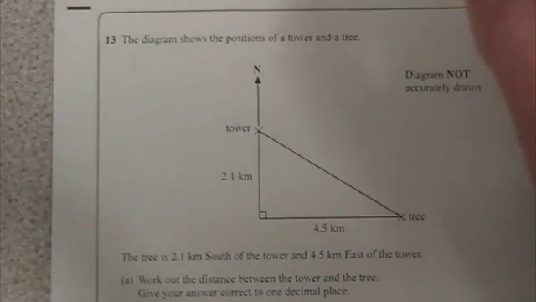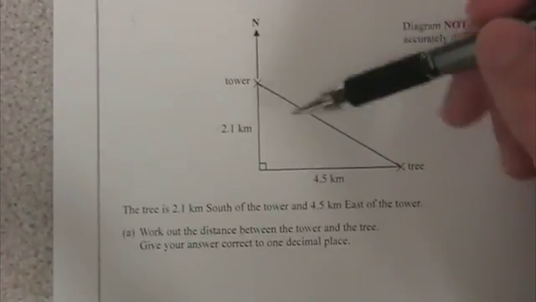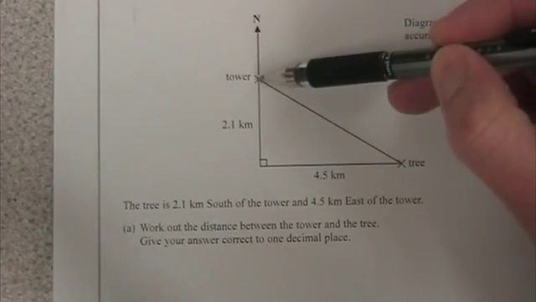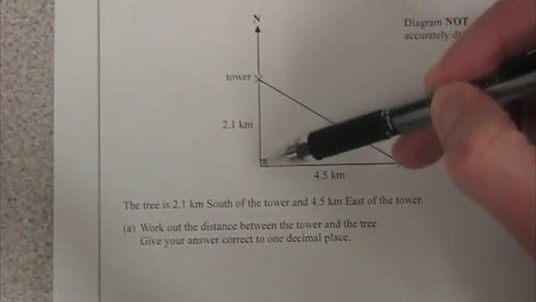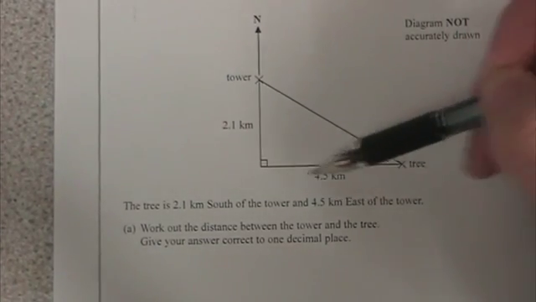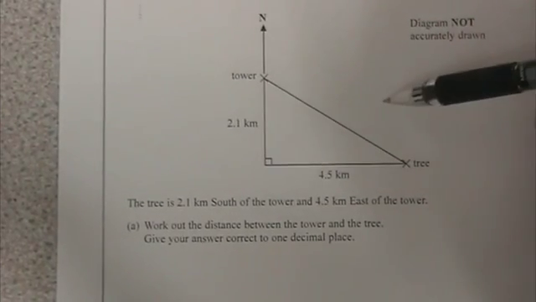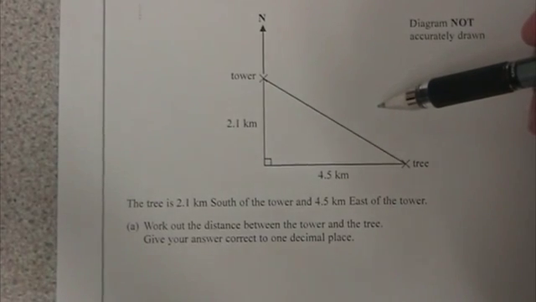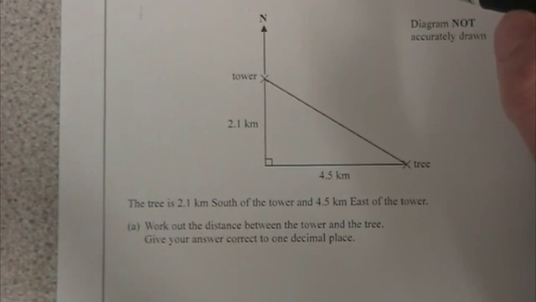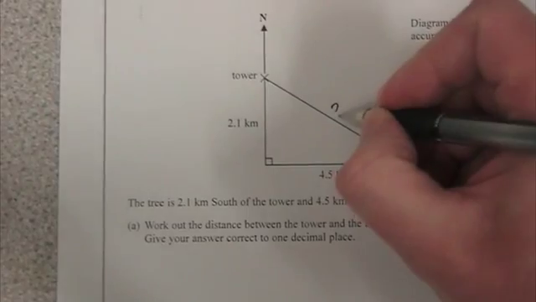Question 13. The diagram shows the positions of a tower and a tree. And they've shown this information in this diagram here. So we've got a tower, which is 2.1 kilometers away from some point here, and a tree, which is 4.5 kilometers that way. And it happens to make a right-angled triangle, which is very convenient because we know how to use Pythagoras and basic trigonometry with right-angled triangles. So we need to work out the distance between the tower and the tree. So they want us to know this length here.